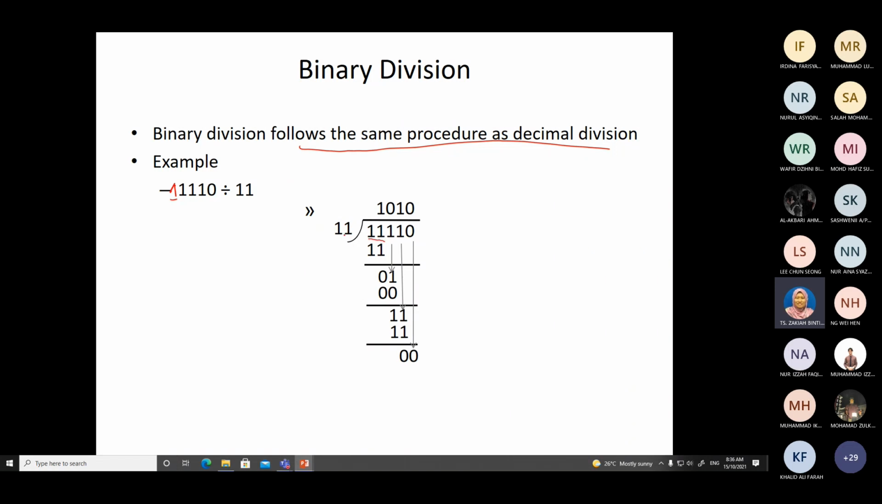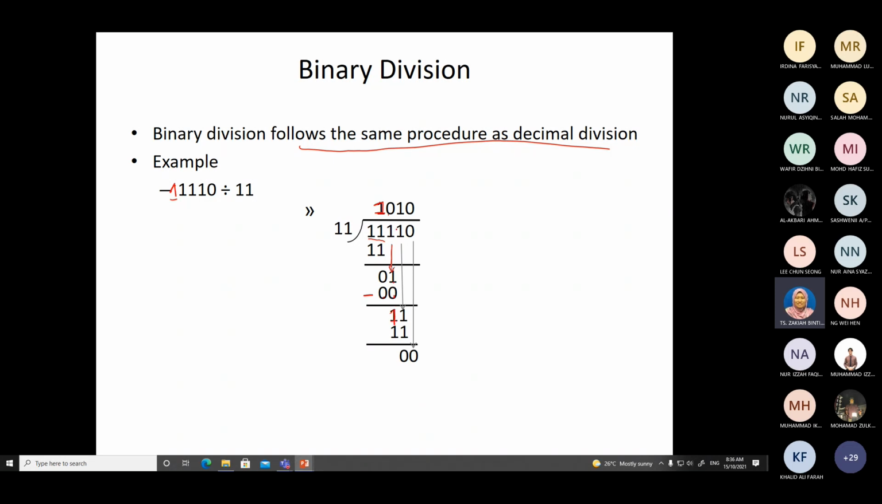So 11 divided by 11, you will get 1 here, times 11, so you will get 0, 0. And then pull down another bit, 0, 1. So 01 divided by 11 is basically 0 again, so you will get 0, 0. And then pull down again. Okay, sorry, minus first. So 1 minus 0, you will get 1.